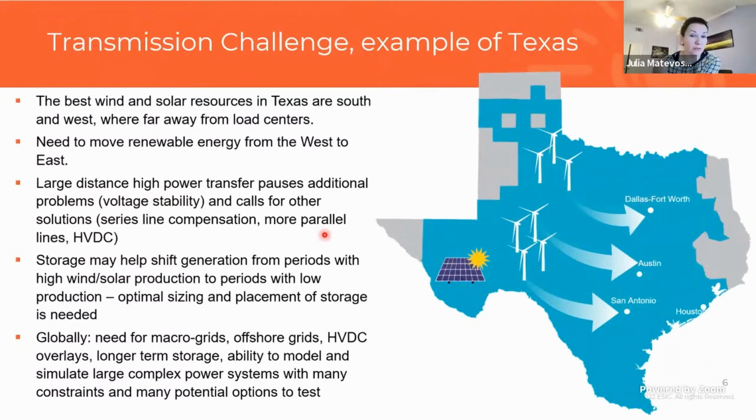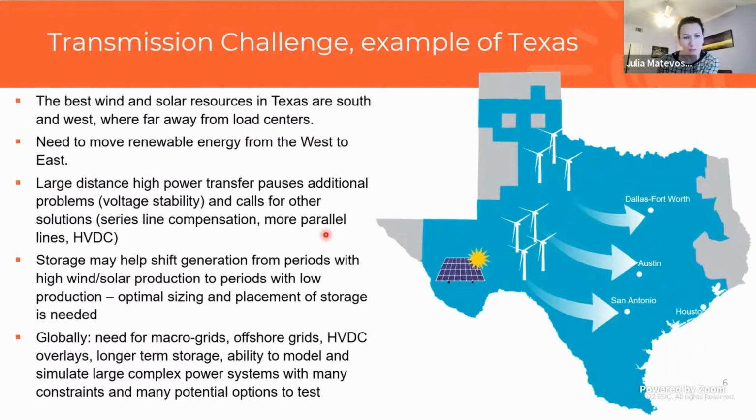Storage may help to shift generation from periods with high wind or solar production to periods with low production. So with that, you can utilize existing transmission to its fullest, because say there is no solar production at night, so you can use storage during that time. But on the other hand, for example, in ERCOT, wind at night is the strongest, so there is again a limit of how much you can optimize between these three types of resources and the transmission that is available.